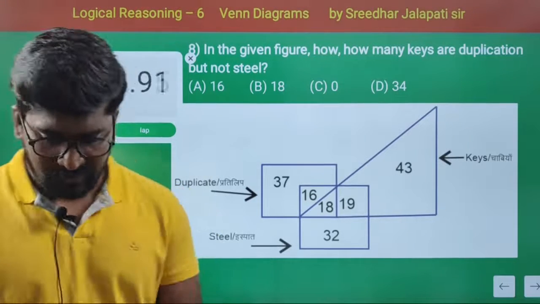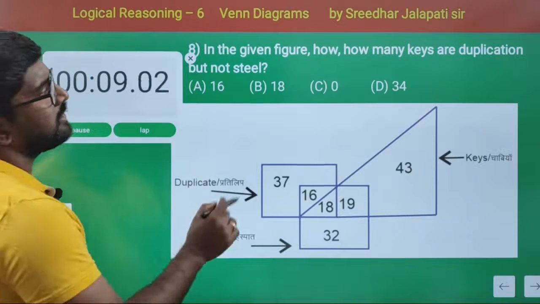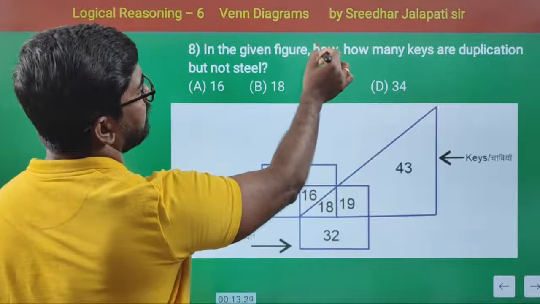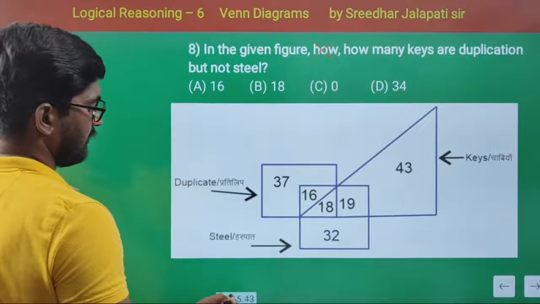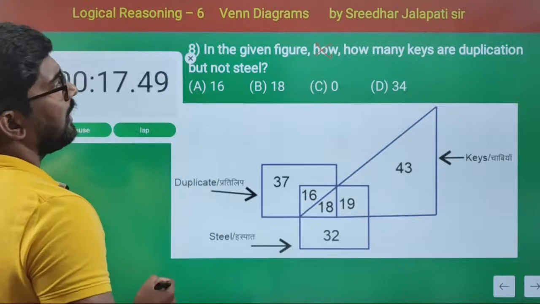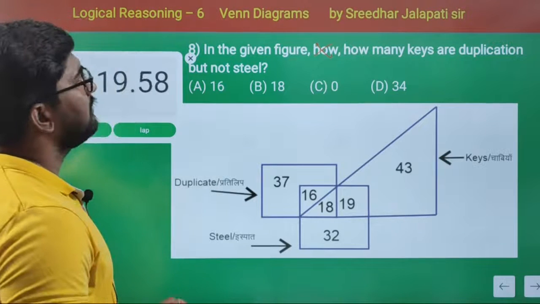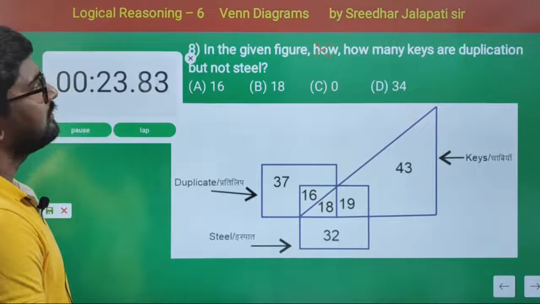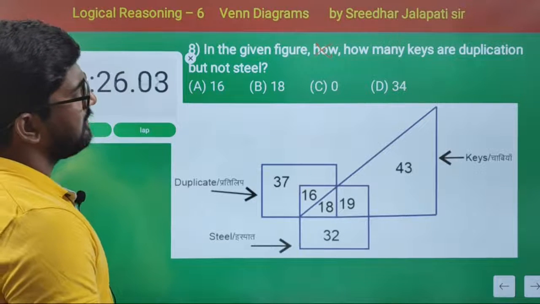What could be the answer for this question? In the given figure, how many keys are duplication but not steal? How many keys are duplication but not steal?